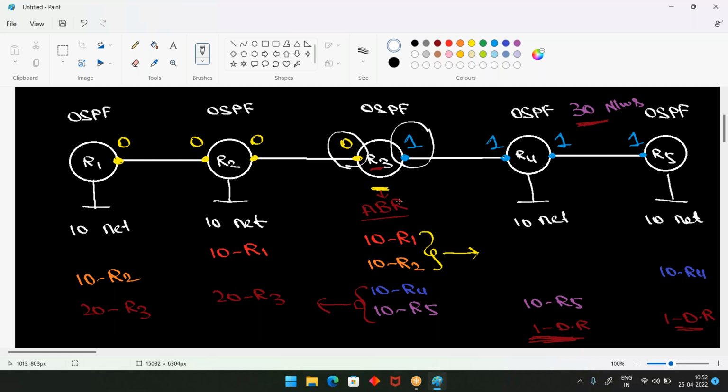Whenever this device becomes the ABR router, then only R3 will share this network. R3 will share the area 0 networks to area 1 and the area 1 networks to area 0 as well. When this device becomes an ABR, then only it will be possible. Now, suppose one more scenario.